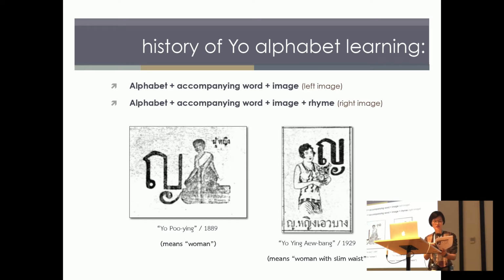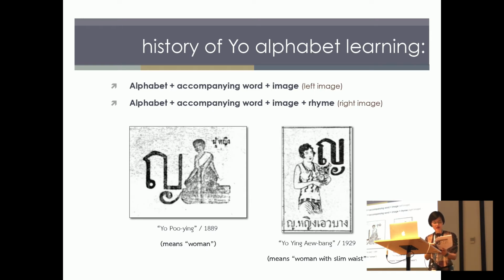About 40 years later, rhyming words were added throughout the primer for the first time so that children could easily learn them by rote. The right primer, published in 1929, was the first one with rhyming words. Then they emphasized how the desired physical appearance of a woman should be by adding a phrase that means with slim waist.